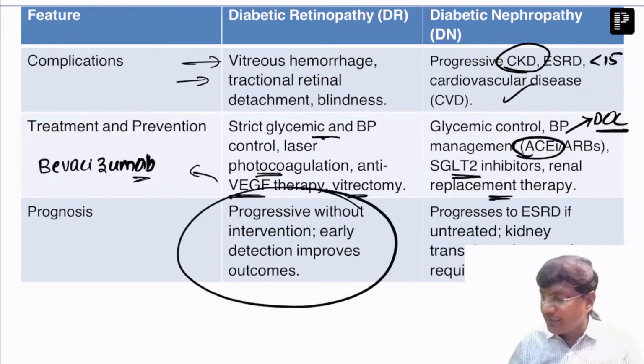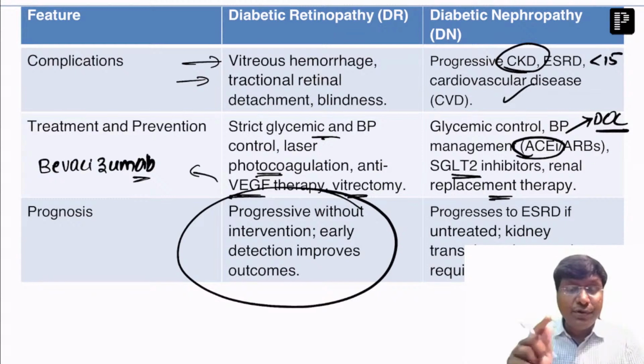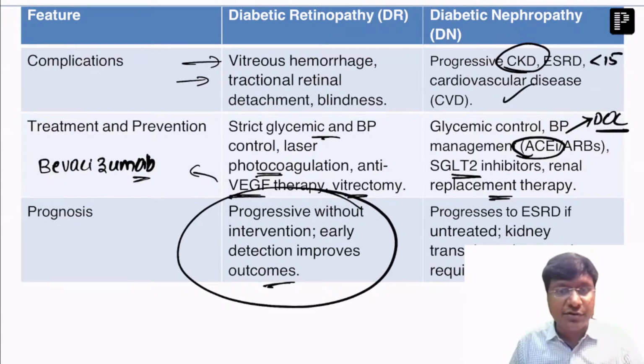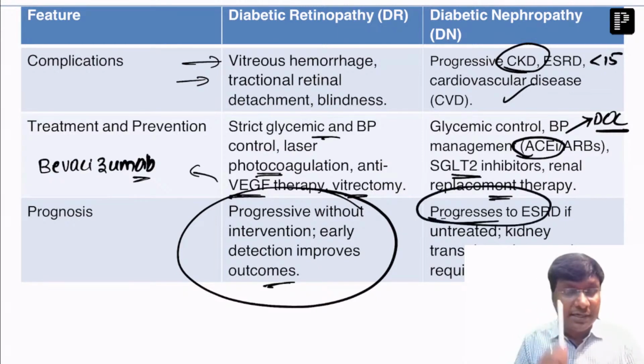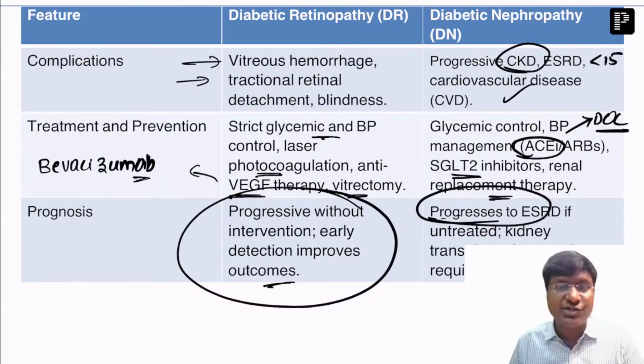See, without intervention, the prognosis will be bad in case of diabetic retinopathy. But if you do early detection, that is the one which will improve the outcome in case of diabetic retinopathy. The same way is diabetic nephropathy also. So without the monitoring, the individual will go into a stage of end-stage renal disease.